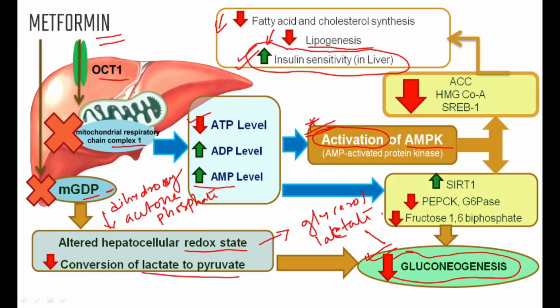And some recent studies stated that metformin, by suppressing MGDP, is responsible for 30 to 50% suppression of gluconeogenesis. So this is also very, very important. So here we can say that metformin acts on the liver, increases the insulin sensitivity, reduces the lipogenesis, reduces the fatty acid and cholesterol synthesis, as well as it is also responsible for the inhibition of gluconeogenesis.